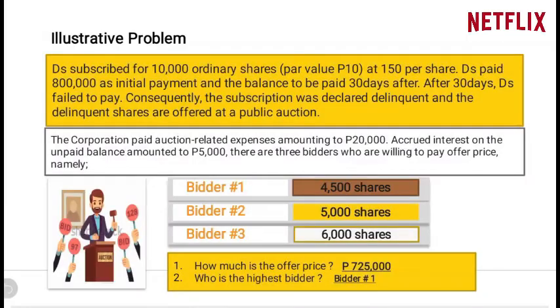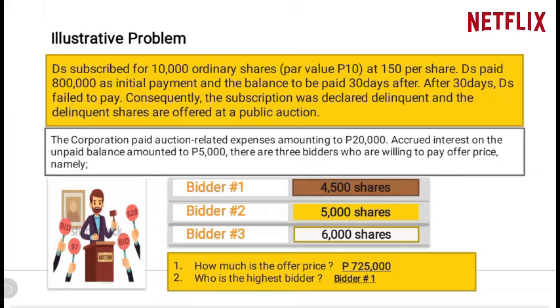We have here an illustrative problem. So dito, meron daw subscriber na nag-subscribe ng 10,000 shares at 150 pesos per share. Nagbigay daw siya ng 800,000 as initial payment. And yung balance niya, payable 30 days after. Kaso, after 30 days, hindi siya nakapagbayad.